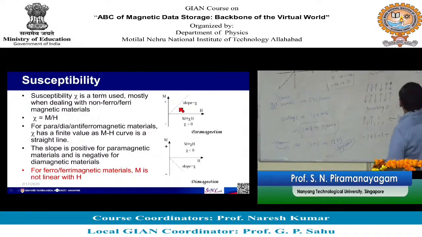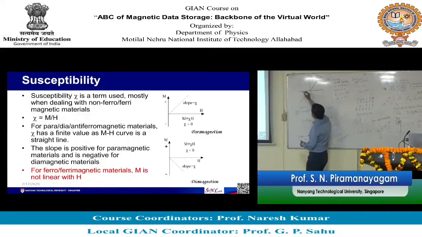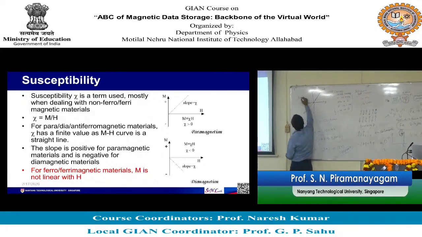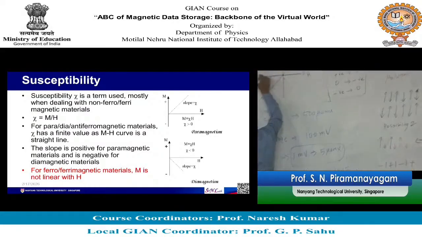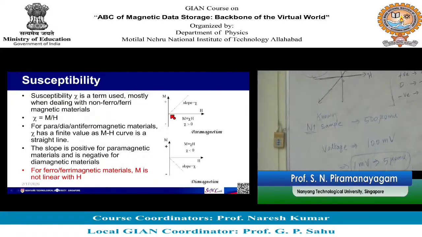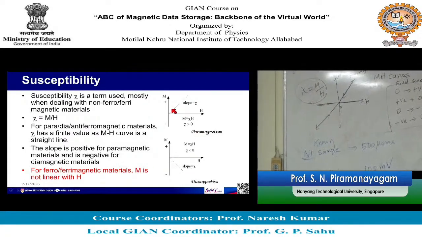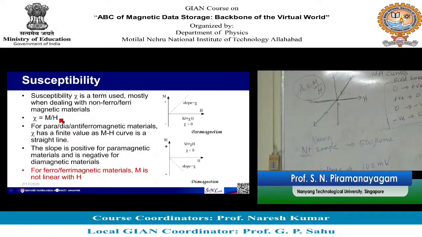Earlier I showed you something. I said this axis is called 1 over chi. I did not tell you what that is. Now I tell you that chi is the slope of this curve. So, the slope of the MH loop of a paramagnetic material or diamagnetic material gives you M over H, that is called susceptibility.